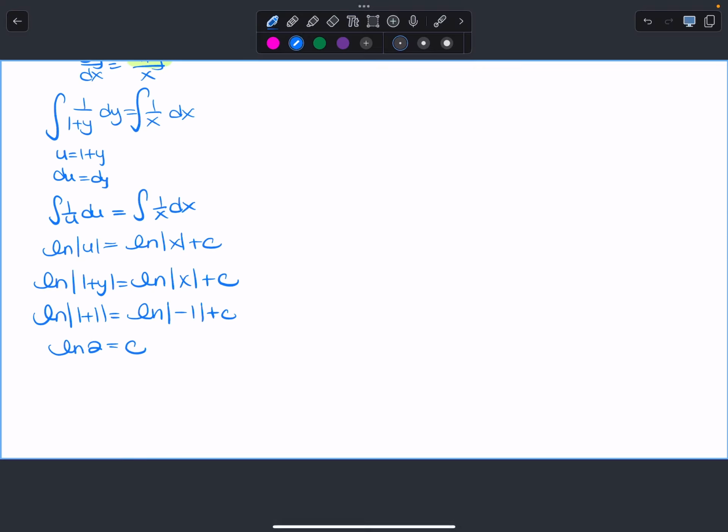Then I have to plug it back in. Ln absolute value 1 plus y is equal to ln absolute value of x plus c. Sorry, plus ln of 2. Just kidding.